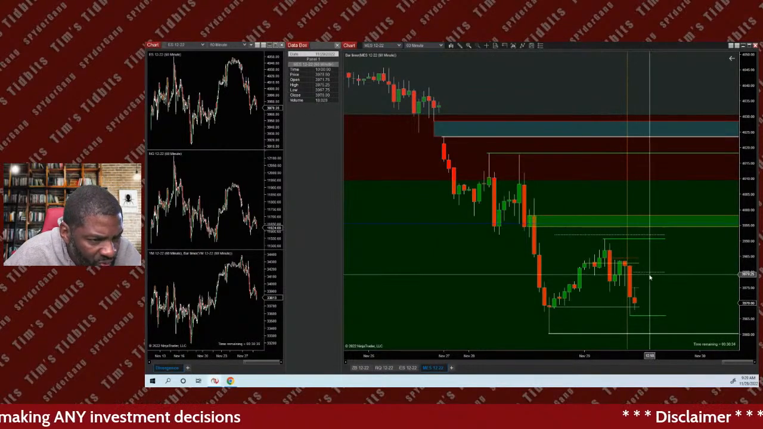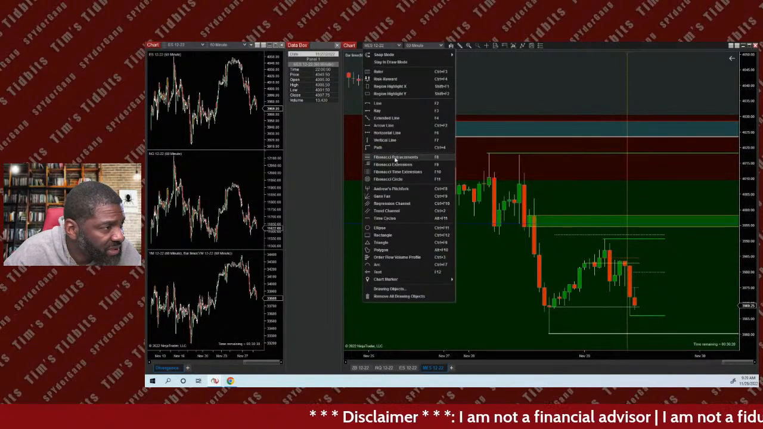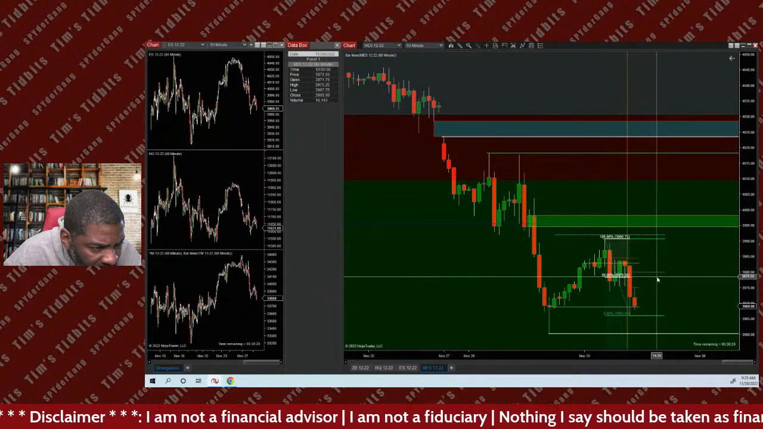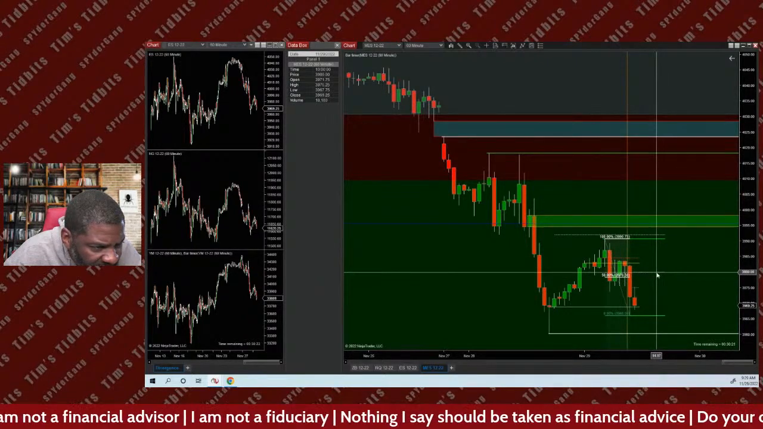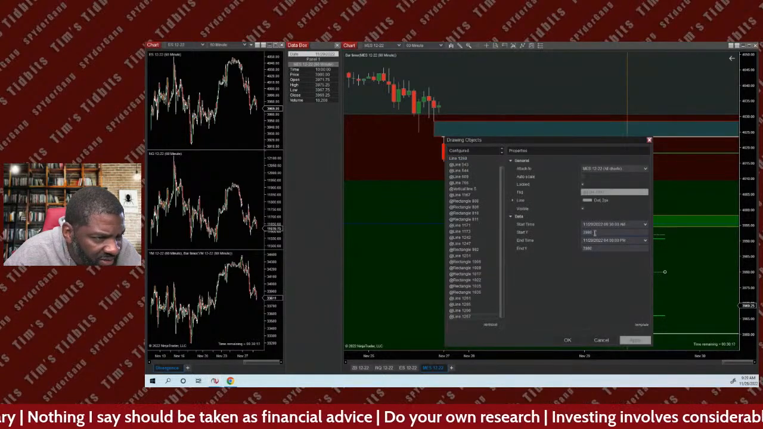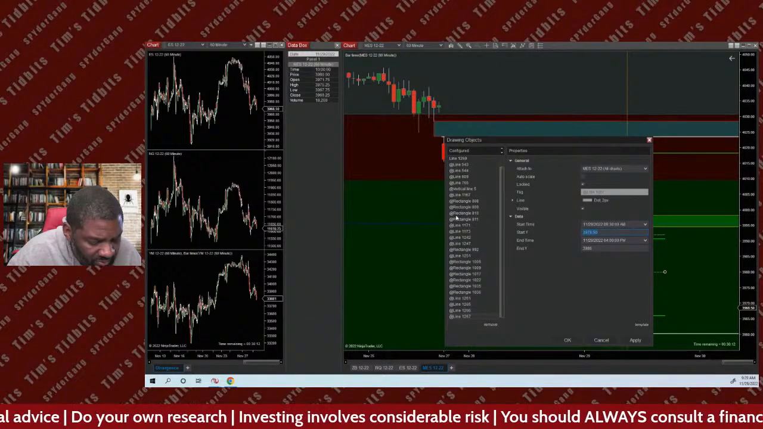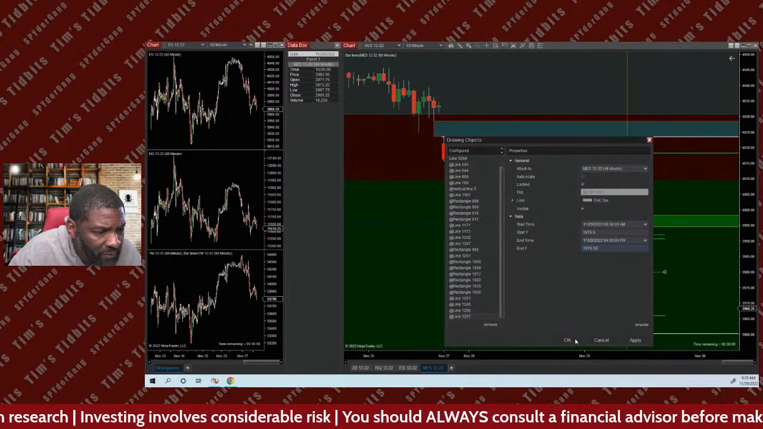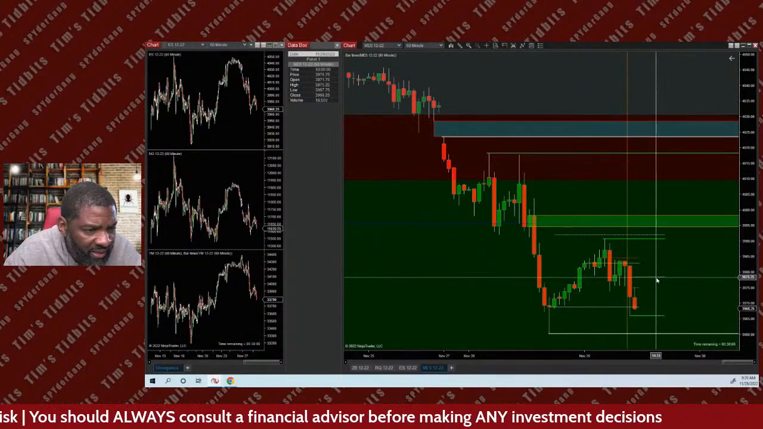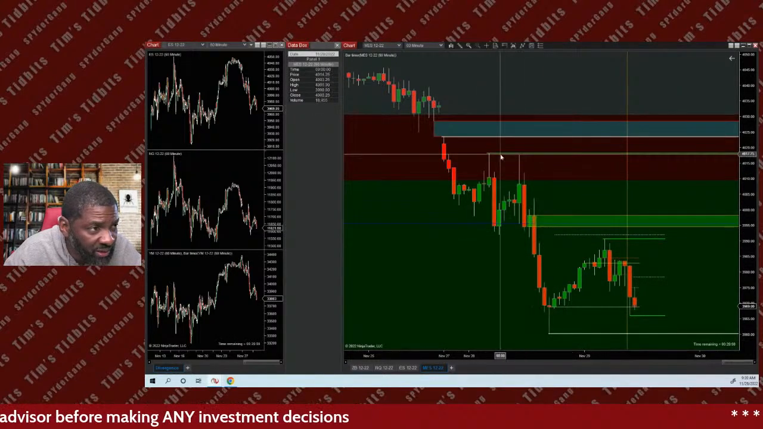So now that we got a new low, I need to adjust this daily equilibrium right here. Then we're going to drop down to the 15-minute. So now the new daily equilibrium for today's range is 39.78.50. So for today's equilibrium, we've got 39.78.50.